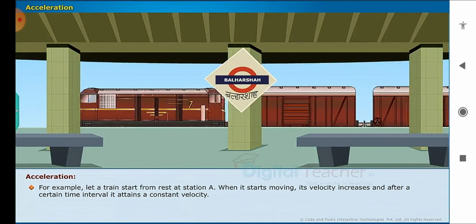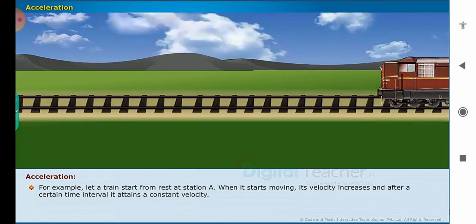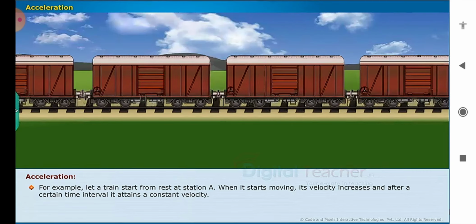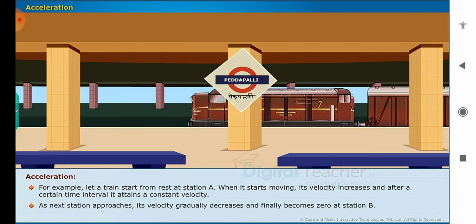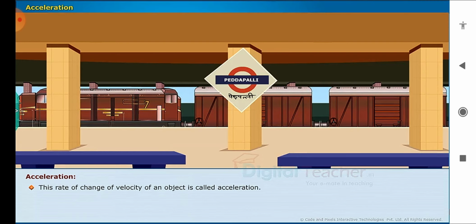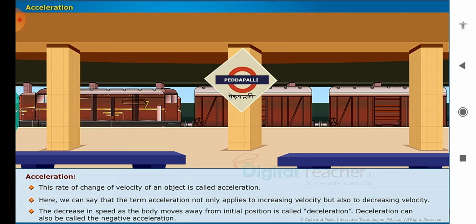For example, let a train start from rest at station A. When it starts moving, its velocity increases, and after a certain time interval, it attains a constant velocity. As the next station approaches, its velocity gradually decreases and finally becomes zero at station B. This rate of change of velocity of an object is called acceleration. Here, we can say that the term acceleration applies not only to increasing velocity, but also to decreasing velocity. The decrease in speed as the body moves away from the initial position is called deceleration. Deceleration can also be called negative acceleration.